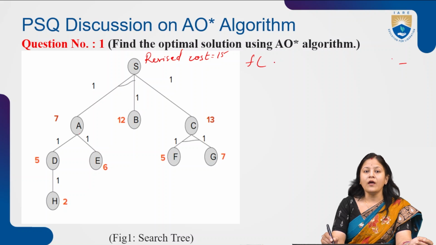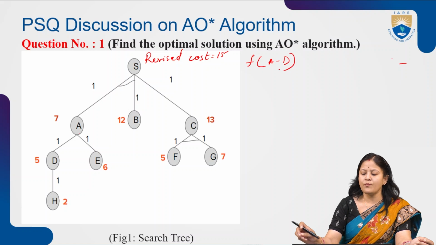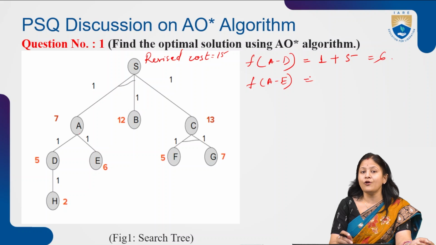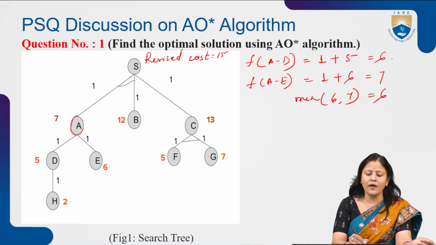Now let me find out F of AD. I'm not writing the formula. So F of AD would be G of D plus H of D. So what is G of D? It is 1. H of D, the heuristic value of D, is 5. So it becomes 6 now. Now F of AE. What would be the formula? G of E plus H of E. G of E is 1 and H of E is given as 6. So 6 plus 1 is 7. Now you find the minimum between 6 and 7, it is 6. What is the heuristic value of A given? 7. So it is replaced with 6 now.